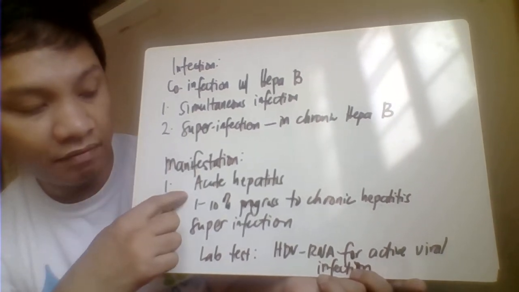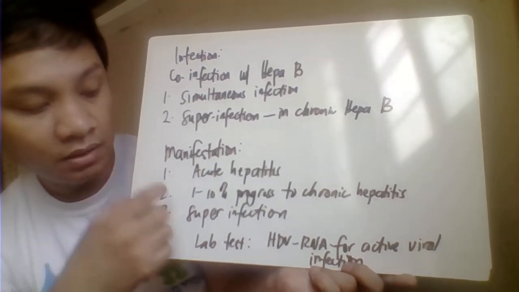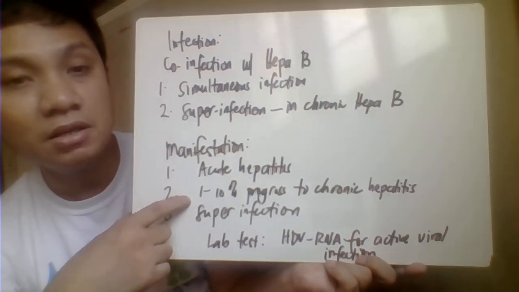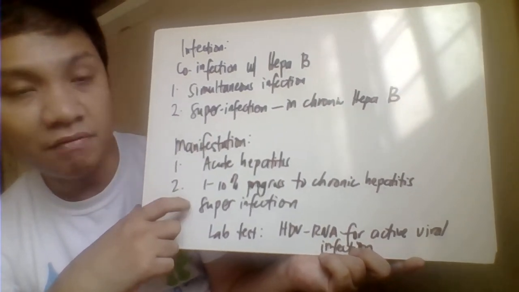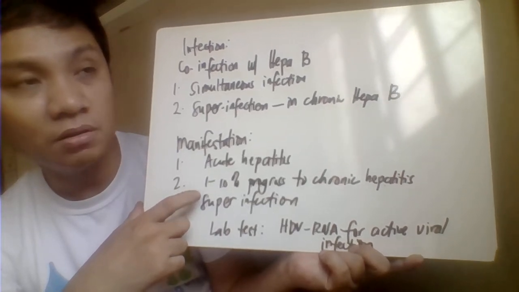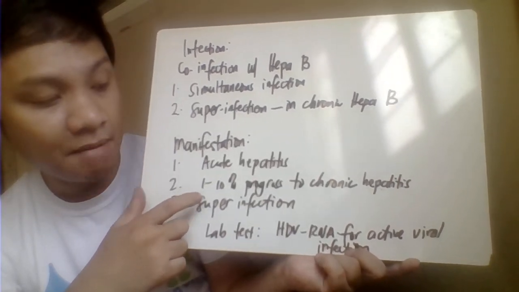So, we have here manifestation. The patient might have acute hepatitis manifestation. So there's also a tendency of the patient here to become chronic hepatitis. And finally, superinfection. So that would eventually result in fulminant hepatitis.